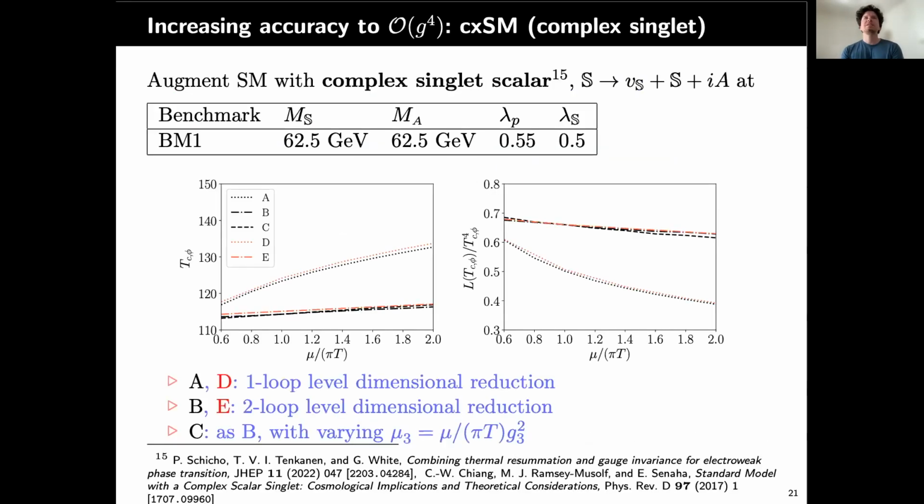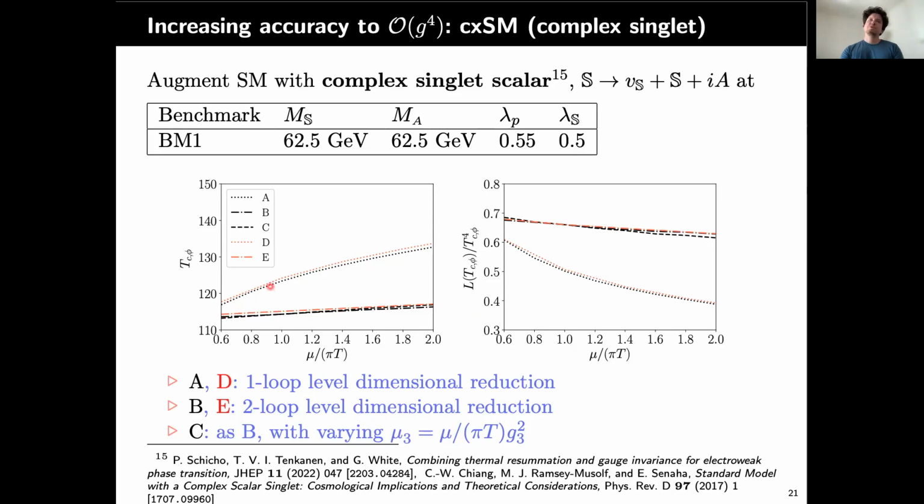And this we can now see particularly by increasing the accuracy to g⁴, for example, in a complex singlet extension of the standard model. So basically what happens, I extend the standard model with a complex singlet so that it has now a real contribution, but also a complex contribution. And I pick a specific benchmark and start from there. And what happens is now that I can look at the critical temperature or the latent heat. And in any perturbative computation, what should be the case is that its dependence on the RG scale should be as low as possible, because ideally this line would eventually be just flat.